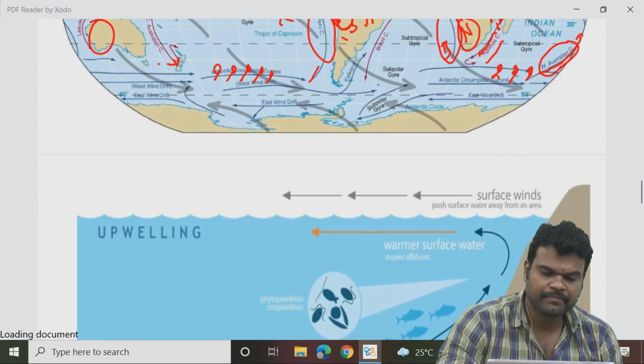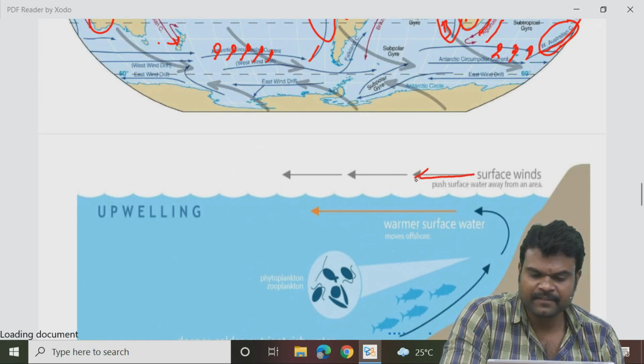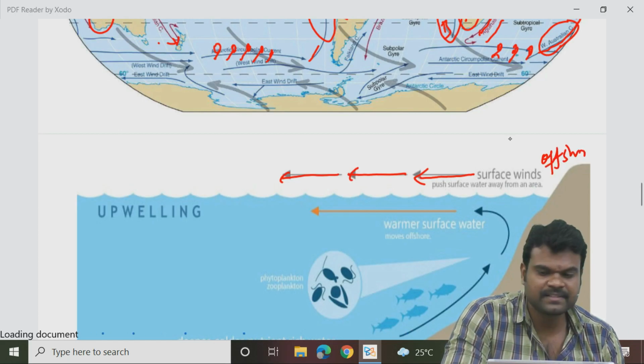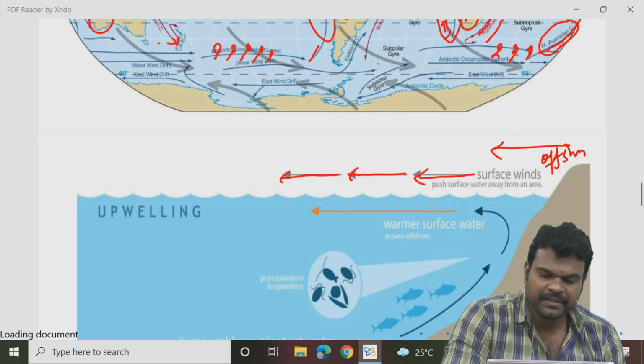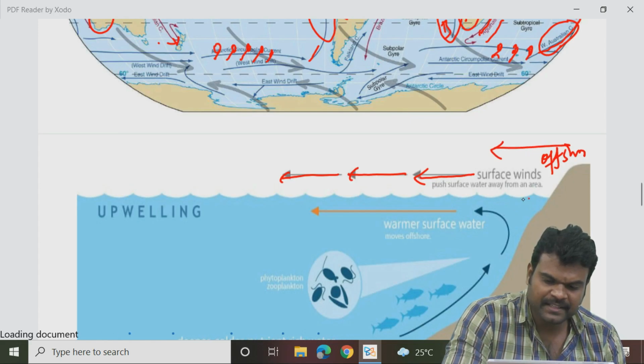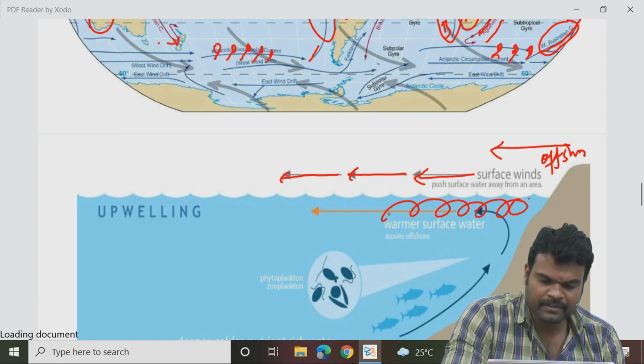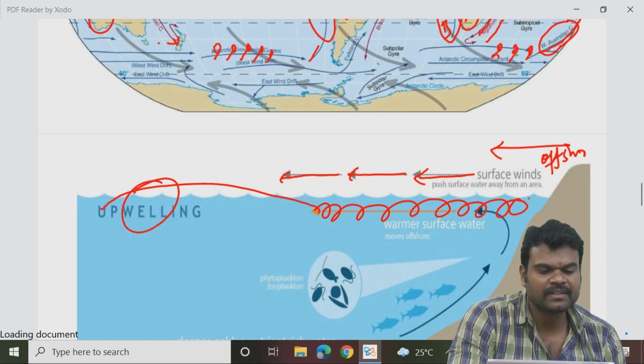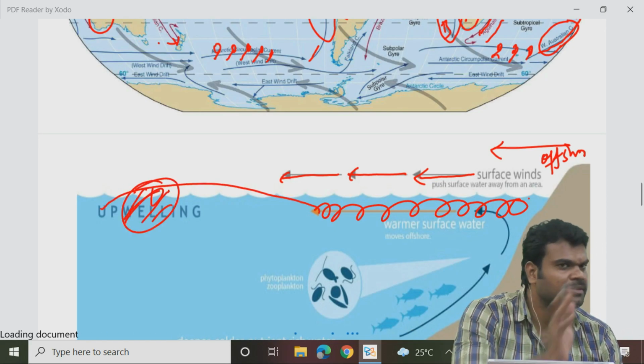Look at this map. These are the surface winds. They are moving away from the coast. Can I call it offshore wind, as it is moving away from the coast? These offshore winds are dragging the warm waters from this area, and these warm waters will, more or less, be piled up on the other coast.